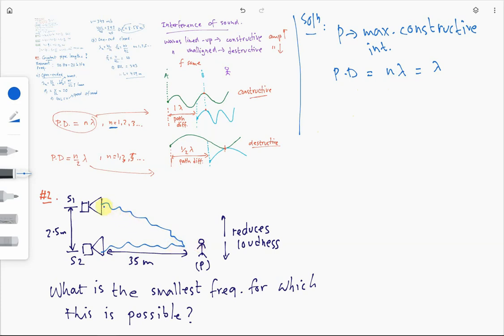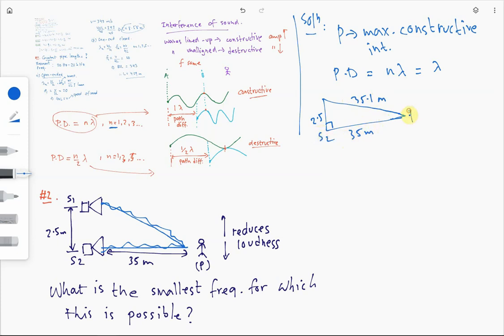So S1 will travel a distance of this in a straight line, while S2 will travel a distance of this horizontally to reach you. Therefore, we end up having a right angled triangle that's looking somewhat like this, less tilted, but it is what it is. This is a right angle triangle. We know two sides. This is 2.5 meters, while this is 35 meters. And with Pythagoras theorem, we can find that this side is actually 35.1 meters. Okay. Now, what is the path difference?